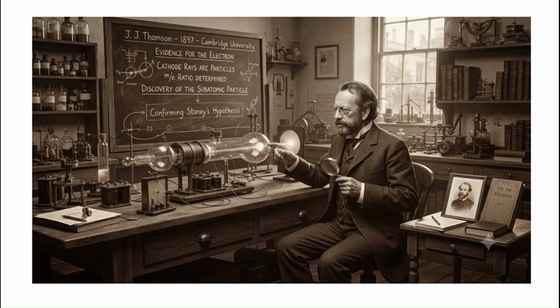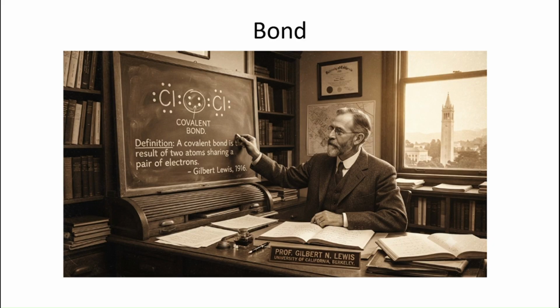Yet, knowing that electrons exist is only half the battle. Chemists still needed to figure out how these particles dictated chemical reactions and molecular architecture. That breakthrough came in 1916 when Gilbert N. Lewis at the University of California, Berkeley, revolutionized our understanding by defining a covalent bond not as a mysterious force, but as the result of two atoms sharing a pair of electrons.